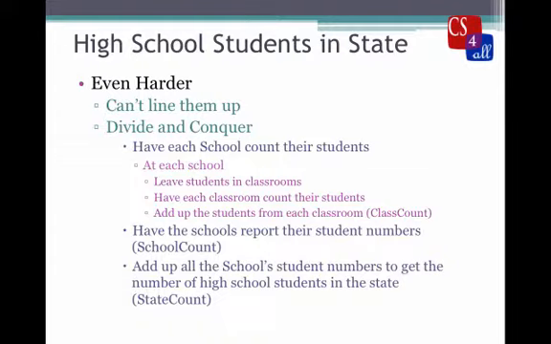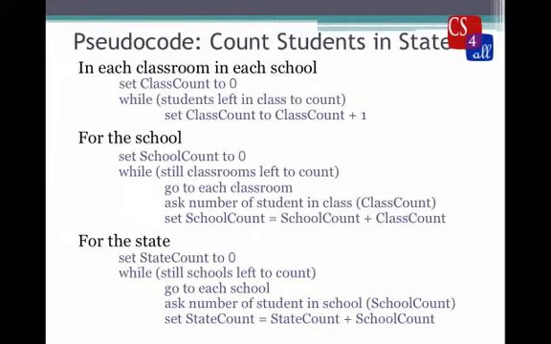And at each school, you'd leave the students in their classroom and have each class count off their students, and then add the students from each of those classrooms to get the school count. Then you'd have the schools report their school count numbers, and for each school, you would add that school count to the state count. Let's look at the pseudocode.